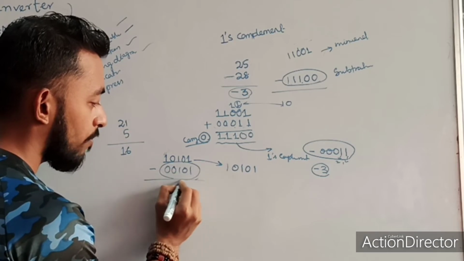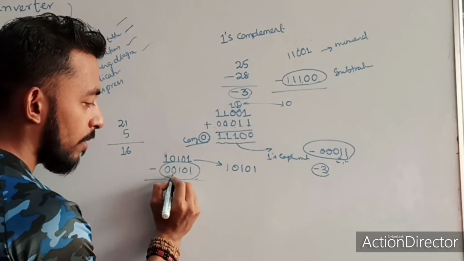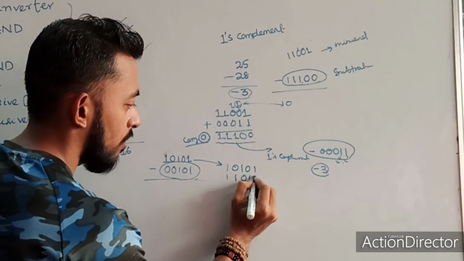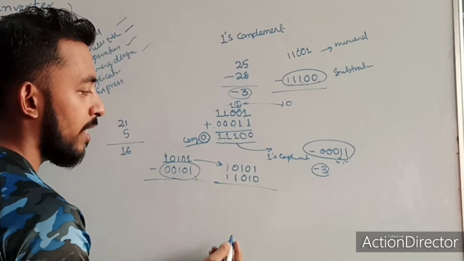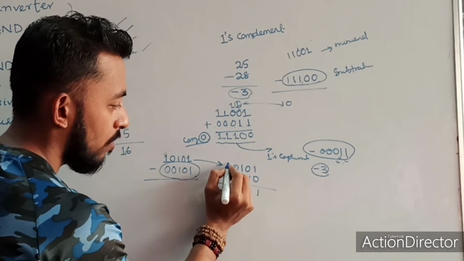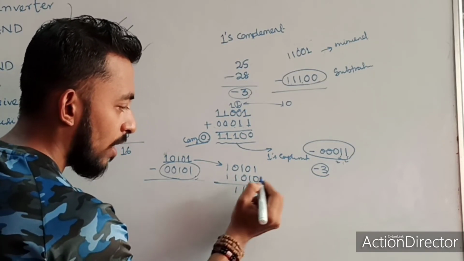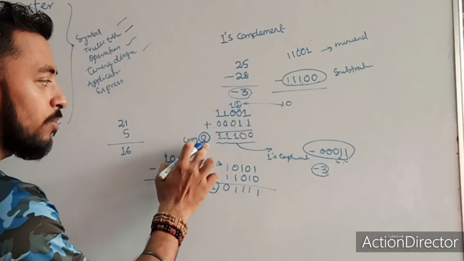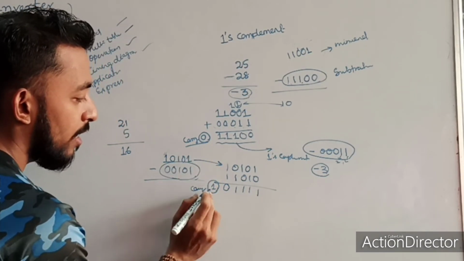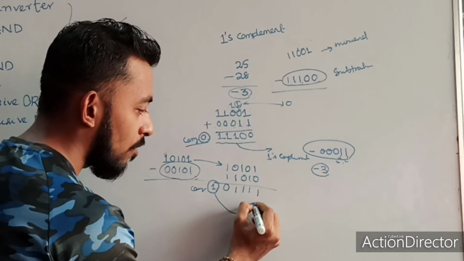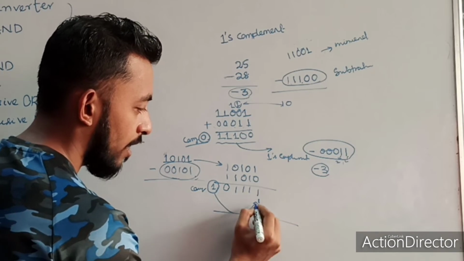What is the rule? I have to take the ones complement of the subtrahend, which is nothing but 1, 1, 0, 1, 0. This is the ones complement of the subtrahend. Then I will add. This is 1, 1, 1, 1, and 1 plus 1 is nothing but 1, 0, which is nothing but 0. Here one carry came. In the previous case there was no carry, and here since one carry came, then I have to add this carry over here.